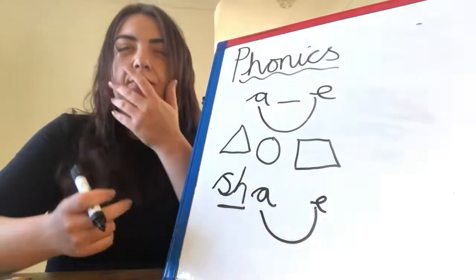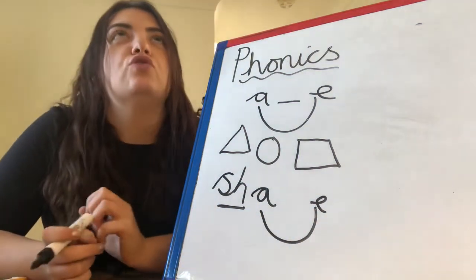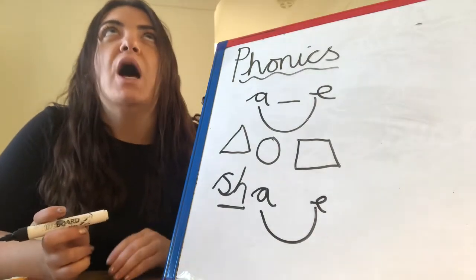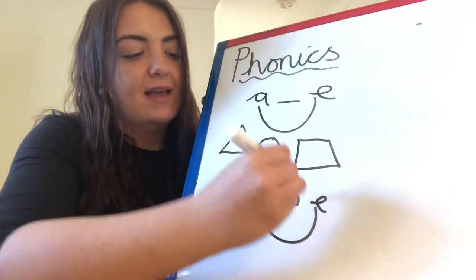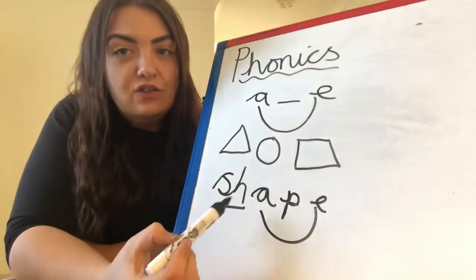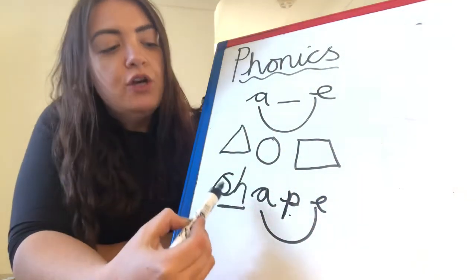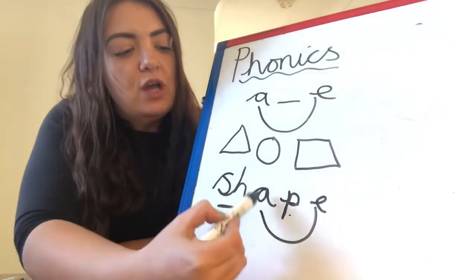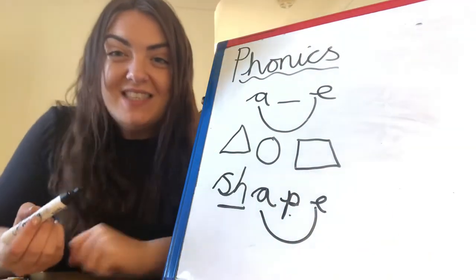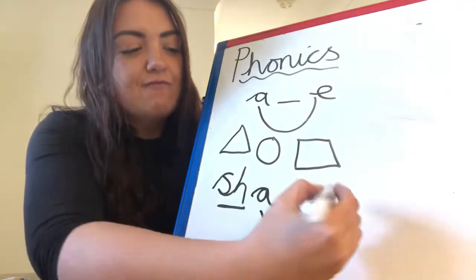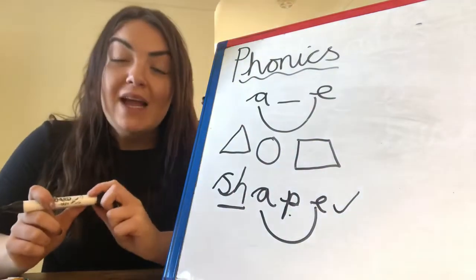Now, what's that sound that goes in between that split digraph? So shh, A, P, P. I can hear a P sound, so I'm going to pop that in the middle, okay? So let's double check that it's got its phoneme button on. Sh, A, P, shape. Fantastic. So if you got that right, you can give yourself a little tick.